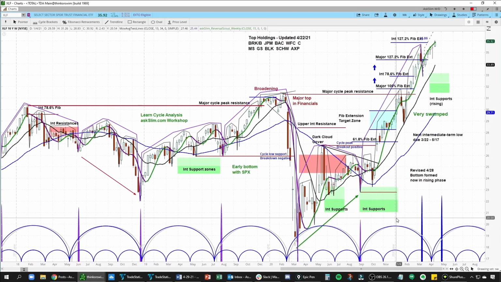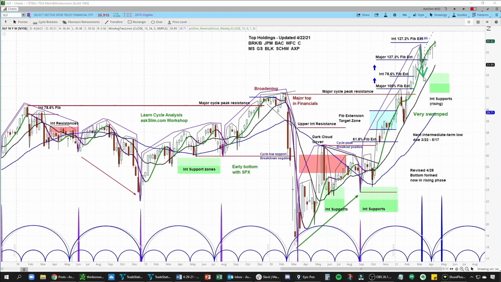What we've done is we have shifted this dominant cycle one bar to the left. Now, the rationale behind that is as follows. First, we had an intermediate term low that was due. The intermediate term low was due 3/22 to 5/17. We had this sell-off right here that formed a low right around the later part of March.